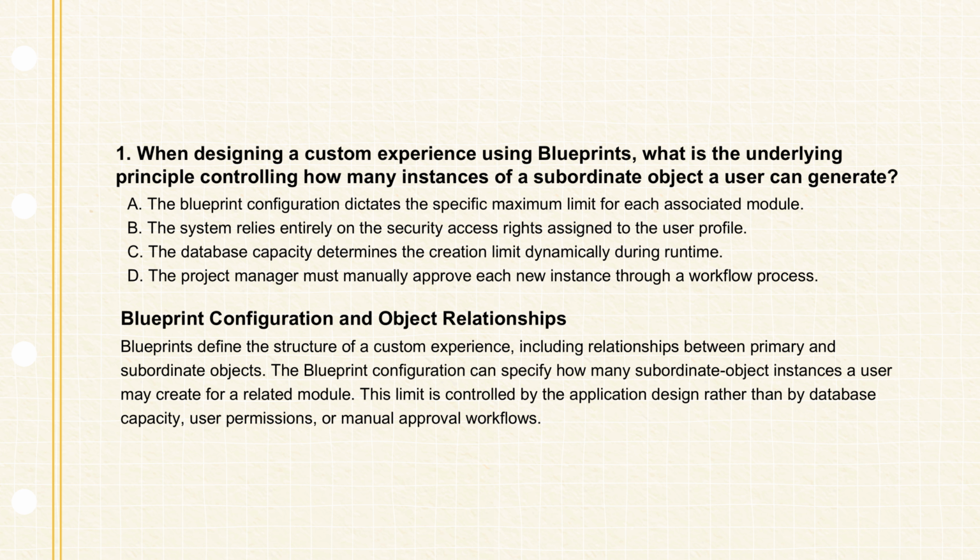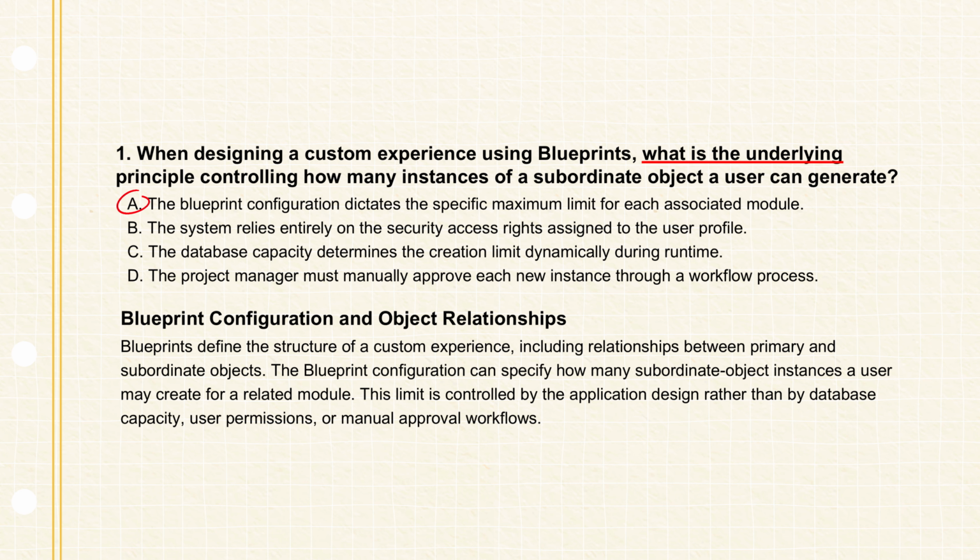Question 1. When designing a custom experience using blueprints, what is the underlying principle controlling how many instances of a subordinate object a user can generate? The correct answer is A. A blueprint defines the structure and behavior of a custom experience, including the relationship between parent and subordinate objects. Its configuration can specify how many subordinate object instances users are permitted to create for an associated module.